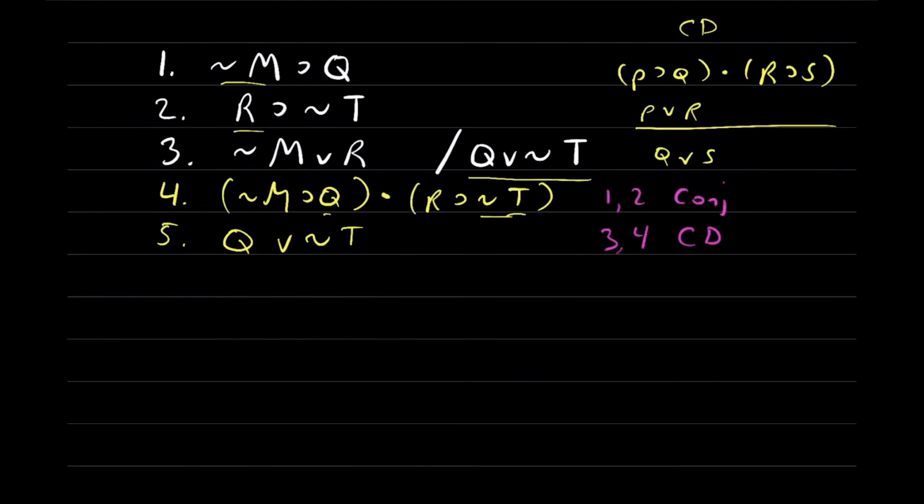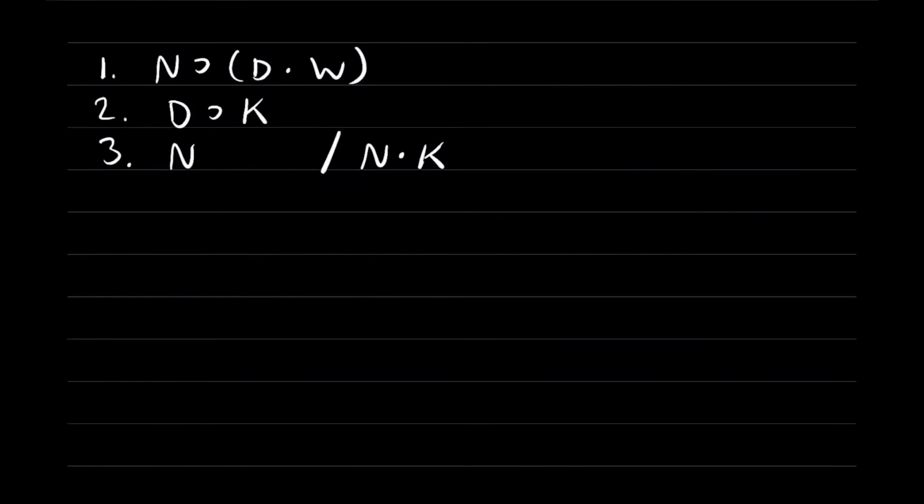Okay, let's move on and do some more proofs using the new rules. In this proof, we're given 3 premises. N implies both D and W on line 1. Line 2 tells us that D implies K. Line 3 says N is true, and we're trying to show that N and K are both true on its own line. So let's dive in.